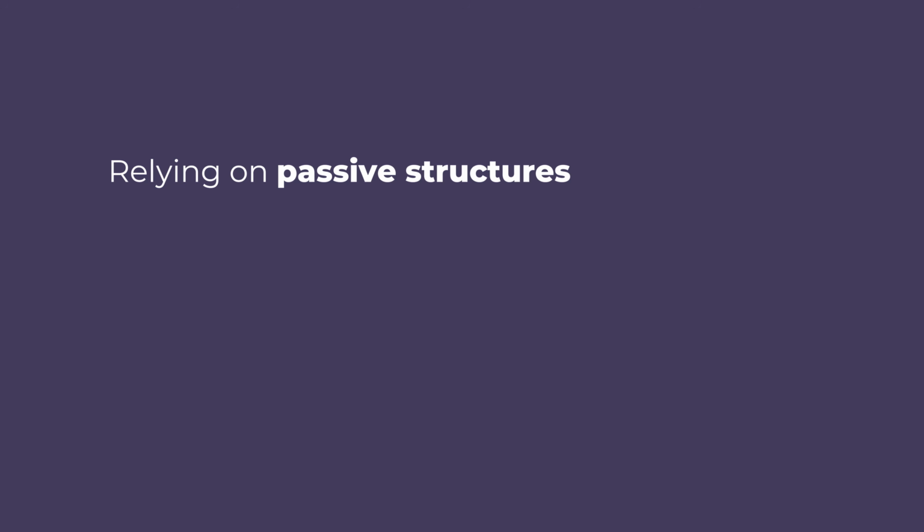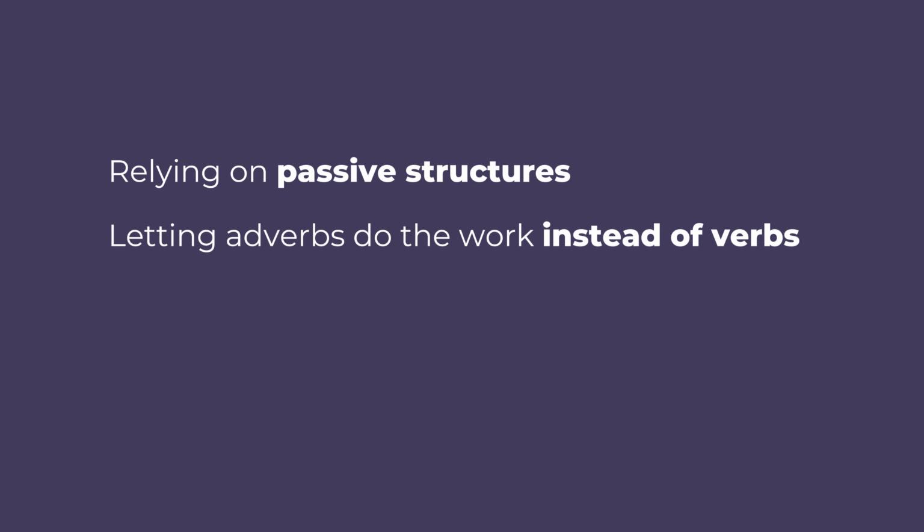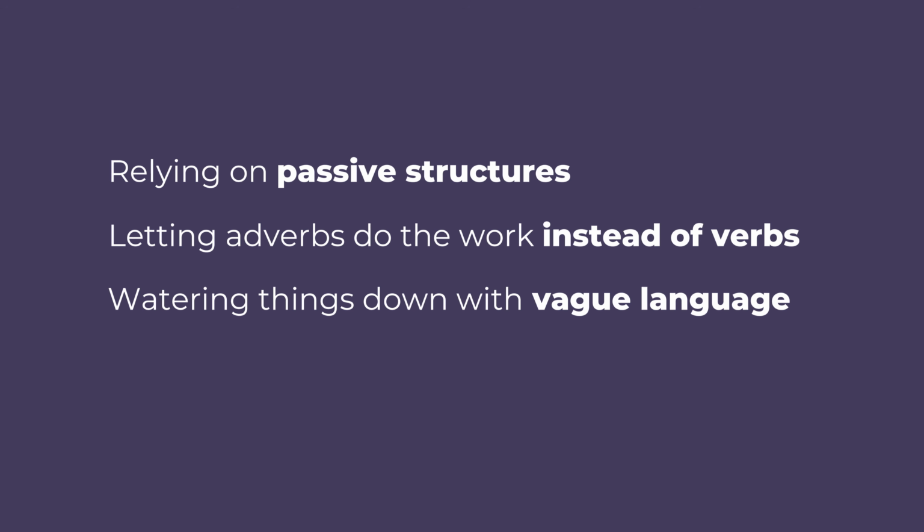So those are 4 more of the prose mistakes that I see as an editor. Relying on passive structures, letting adverbs do the work instead of verbs, watering things down with vague language, and overloading on ing verbs. Small tweaks, but they make a huge difference in how immersive and sharp your writing feels.